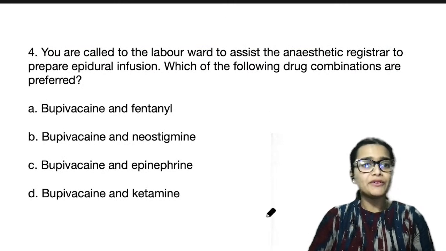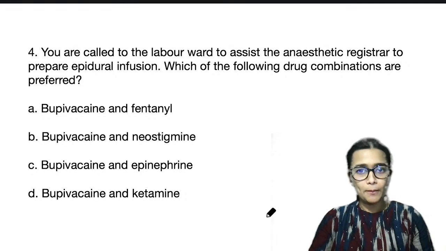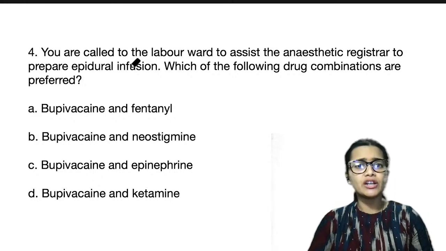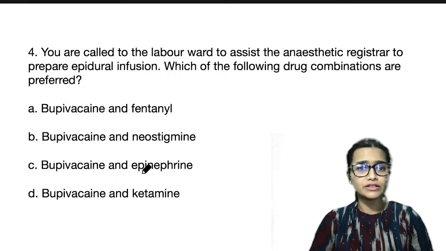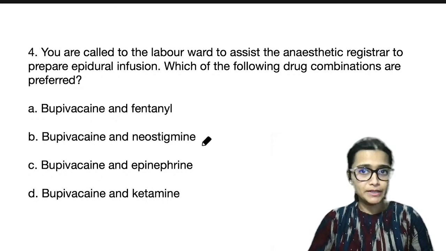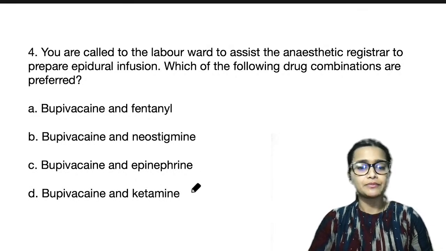Then coming to question number 4. You are called to the labor ward to assist the anesthetic registrar to prepare an epidural infusion. Which of the following drug combinations are preferred? For an epidural infusion, we need a drug combination which will give pain relief to the patient. First option is bupivacaine and fentanyl. Option B is bupivacaine and neostigmine. Option C is bupivacaine and epinephrine. And option D is bupivacaine and ketamine.